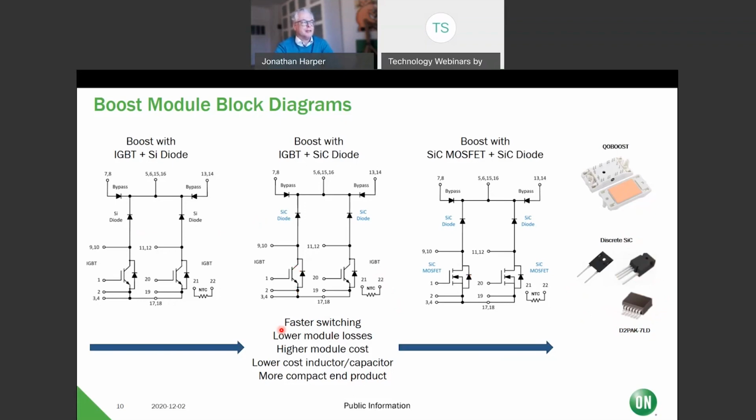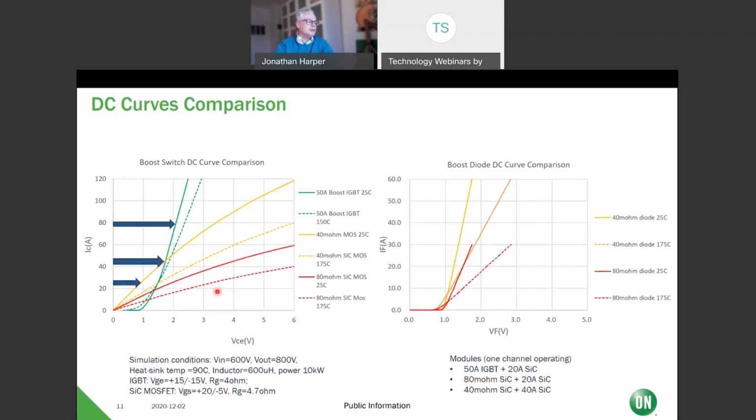Let's have a look at some proof. So let's first of all look at the DC curves of the devices. Here we have a 40 milliohm MOSFET. Here we have a 20 milliohm SiC MOSFET, and here we have a 50 amp IGBT. One thing to point out is the well-known effect: if you start off at a given current, what voltage do you end up with? So you start at a low current and you hit the yellow line first.